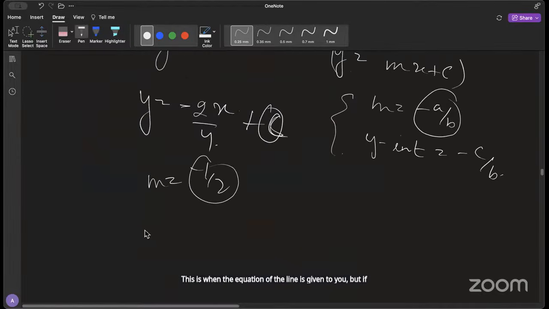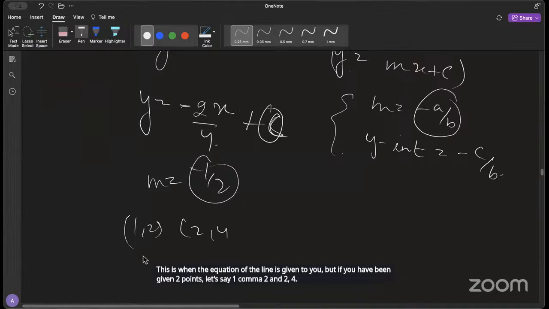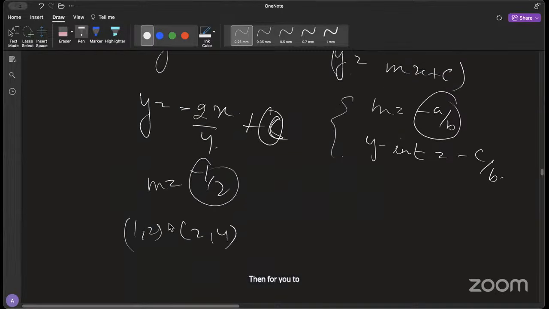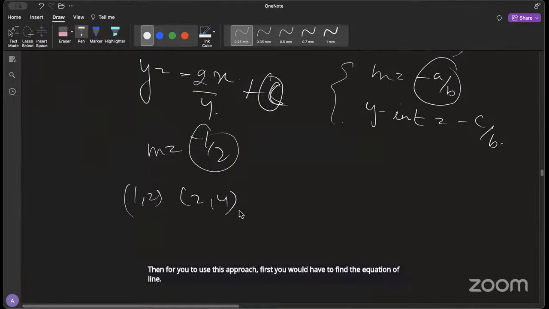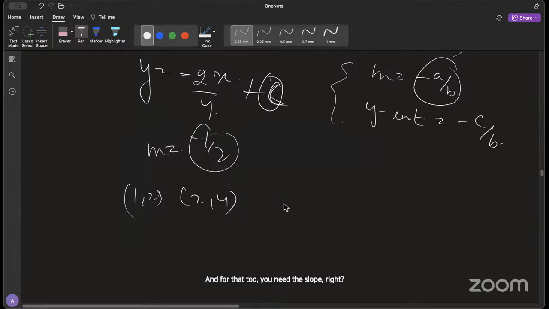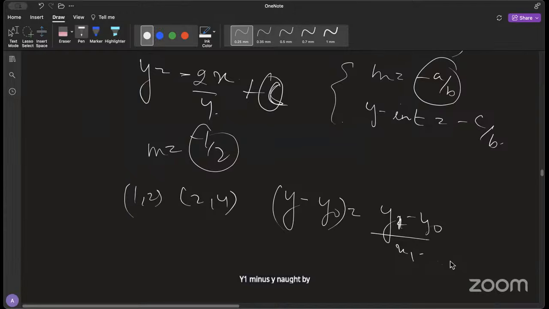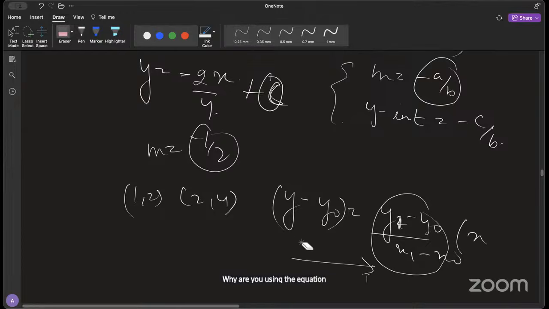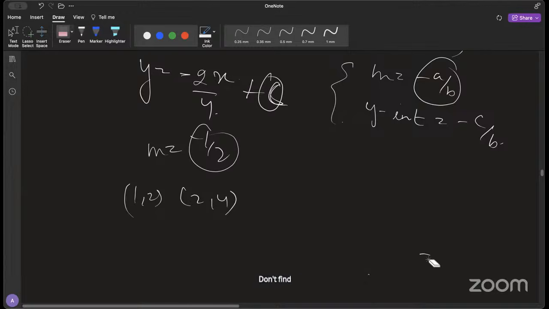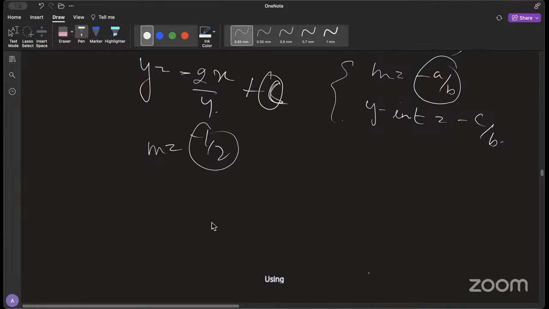But if you have been given 2 points, let's say 1, 2 and 2, 4, then for you to use this approach, first you'll have to find the equation of line. And for that too, you need the slope, right? Your equation of line is y minus y naught is equals to y1 minus y naught by x1 minus x naught. And if you only have to find slope, why are you using the equation? That's not asked, right? Don't find it unnecessarily. If you're only asked slope, just find the slope directly using the y2 minus y1 formula.